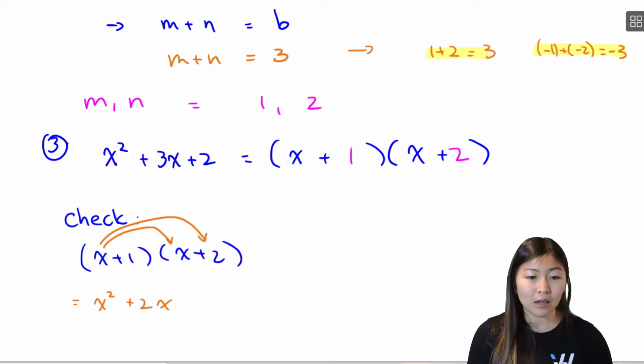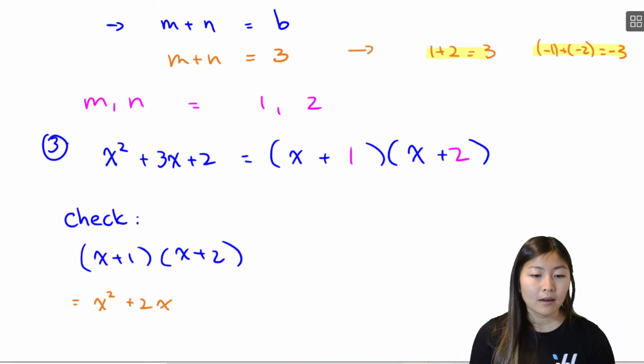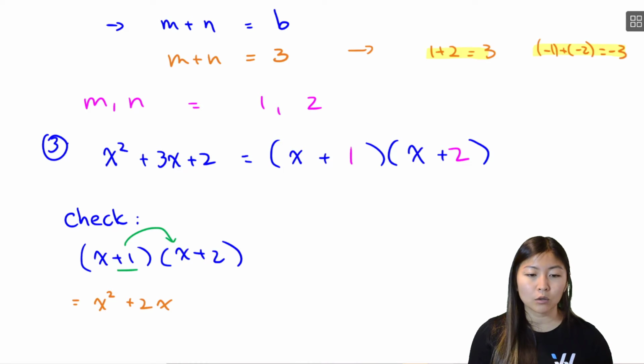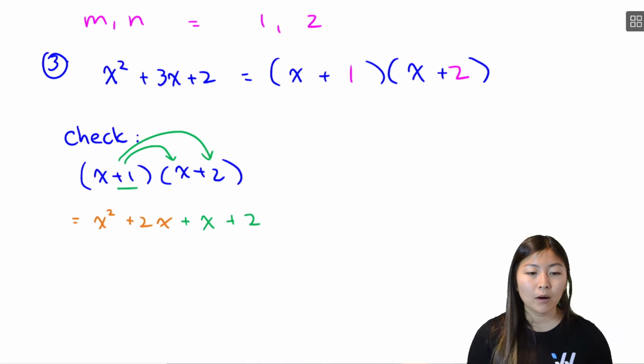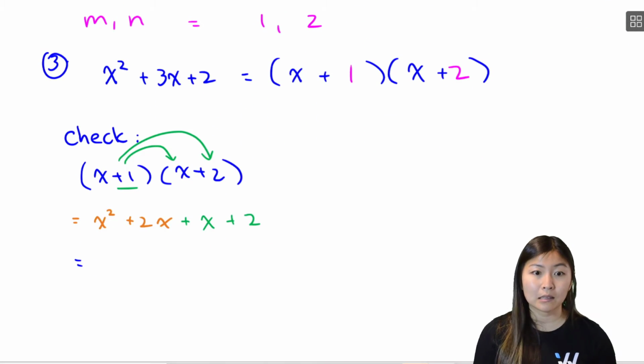So my x's are happy because she went and met everyone next door. Okay, now this positive 1 wants to go meet everyone next door. So positive 1 is going to go shake hands with x. So 1 times x is 1x. Positive 1 is going to go meet up with 2. 1 times 2, that's 2. So now we multiplied everything through, we expanded, let's simplify.